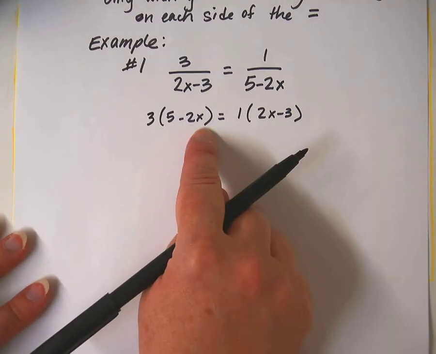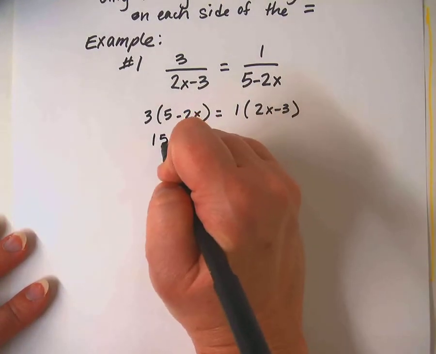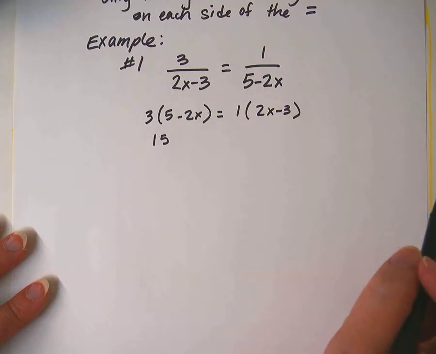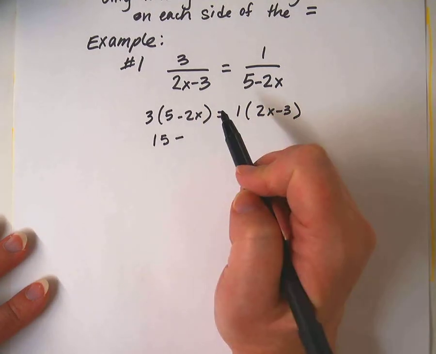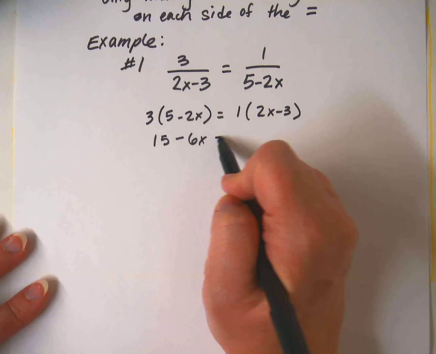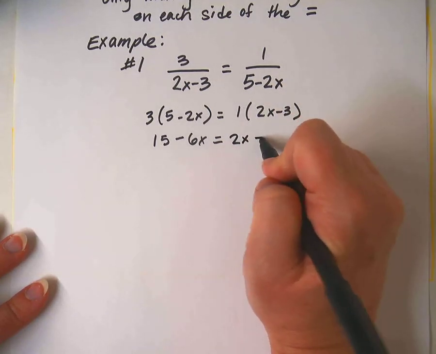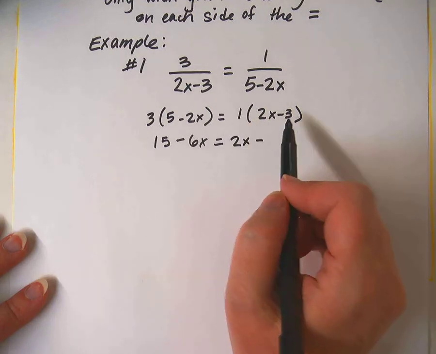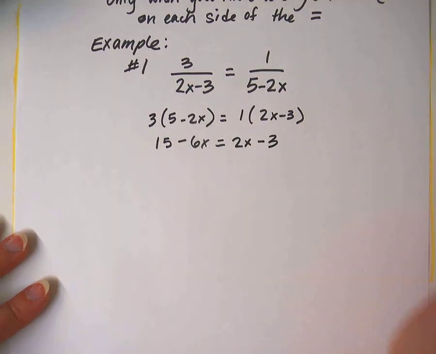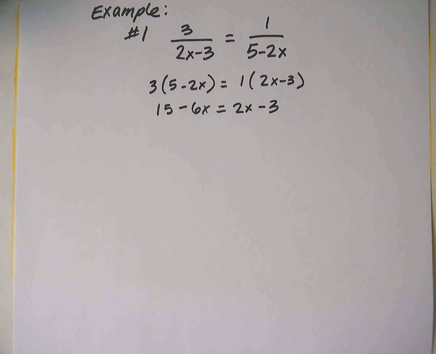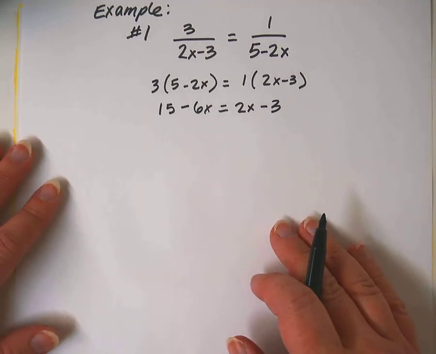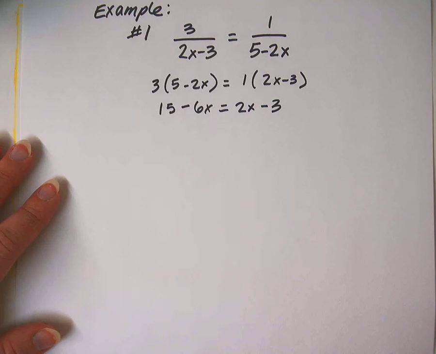So let's multiply this out. So someone said it's 15. And then what's 3 times negative 2? Negative 6. Good. And then 1 times 2, 2x, right? And then 1 times negative 3 is negative 3. Look, we got rid of the fractions. Now it's just a linear equation that you hopefully learned to solve in junior high. Okay, what do we do when we're solving a linear equation like this?